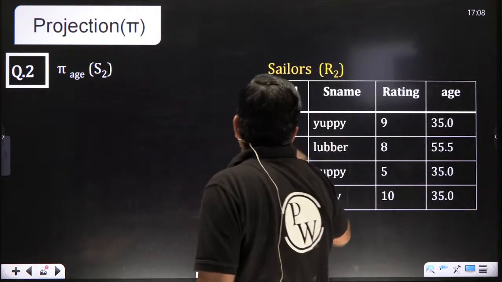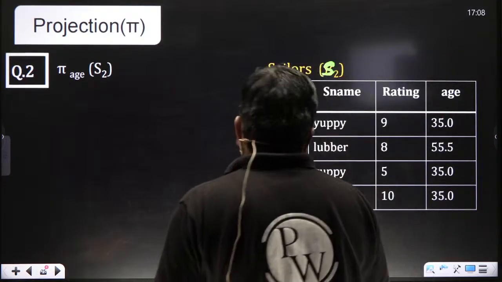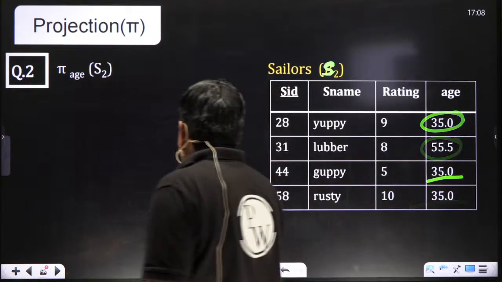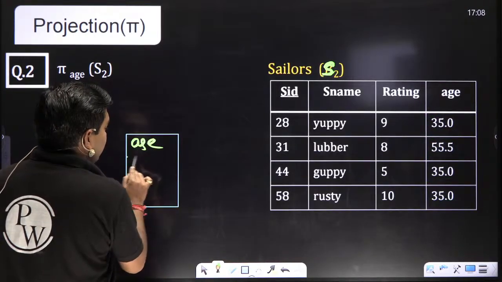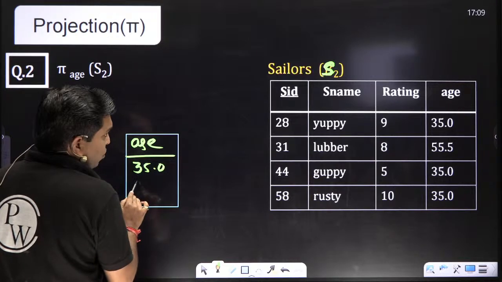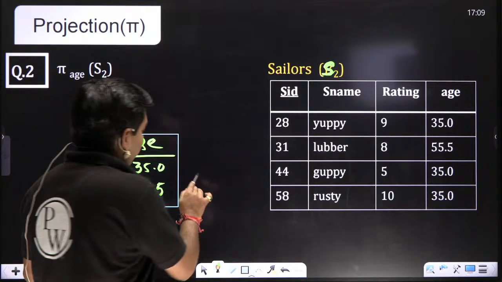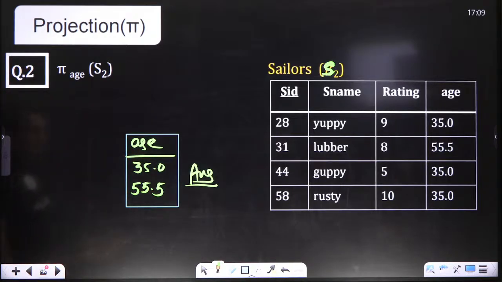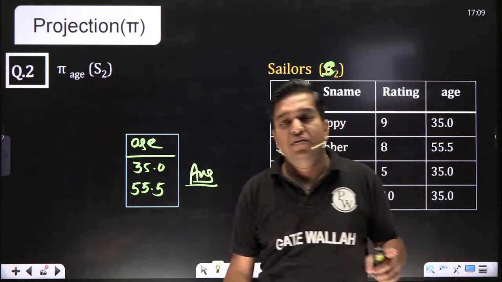Age of S2. Arey, this is S2. So what are the ages? What are the ages, beta? 35, 55, 35, 35. So what do we do? We write age only once, children. Why do we write it again and again? You will get 35.0, 55.5. These two. Very good, Priya Chaudhary. God bless. This is the answer, children. 35.0 and 55.5. Crystal clear, everyone? Seema, your answer was wrong.